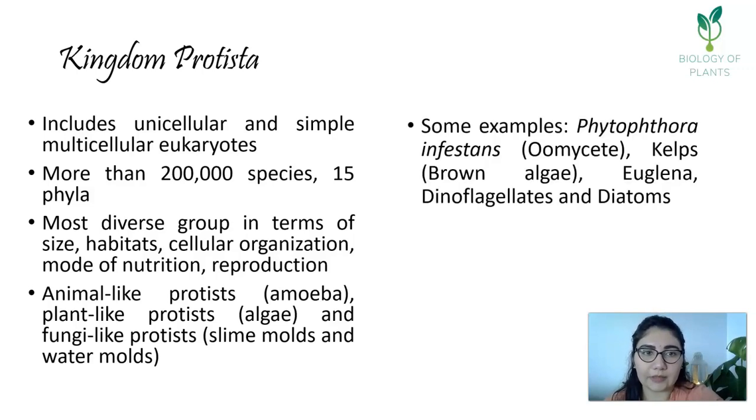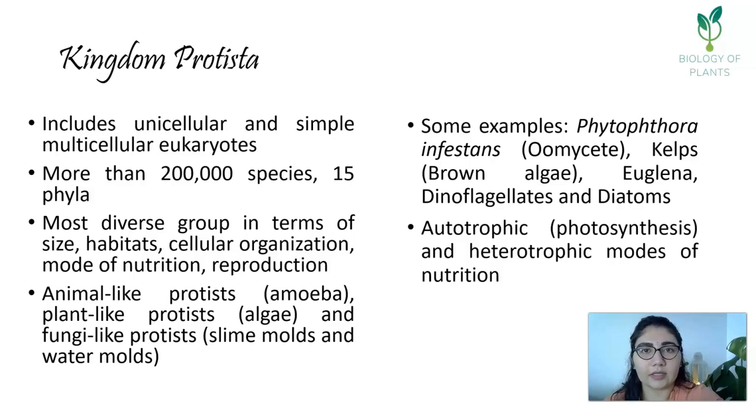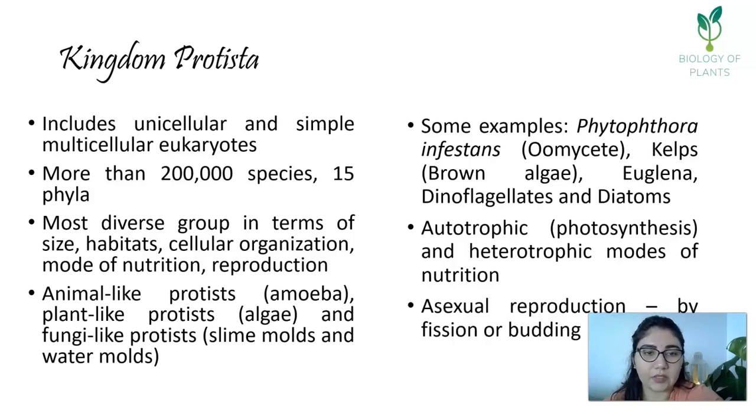Some important examples of this kingdom are Phytophthora infestans, which is an oomycete and is a causative organism of potato late blight, infamously known for causing the potato Irish famine. Then there are kelps, which are brown algae, euglena, dinoflagellates, and diatoms. The organisms of this kingdom exhibit both autotrophic and heterotrophic modes of nutrition, and asexual reproduction is more common by means of fission or budding, although certain species reproduce sexually.